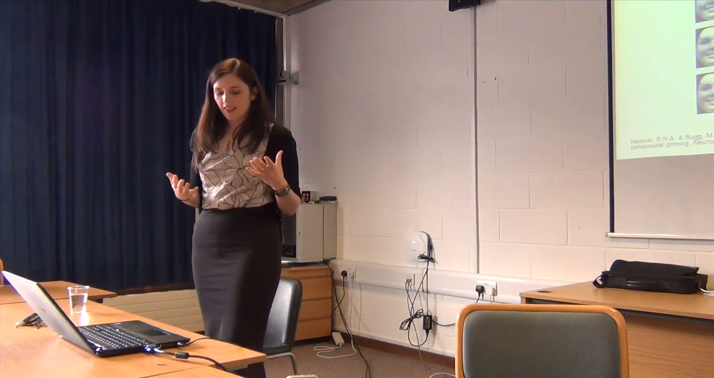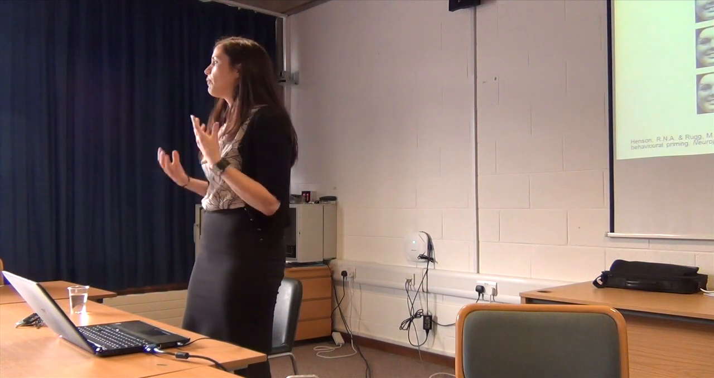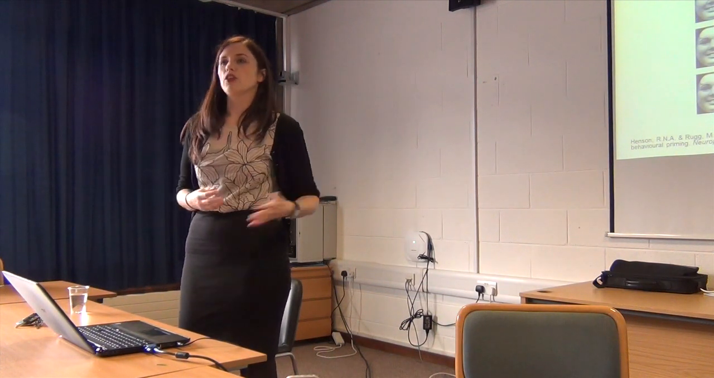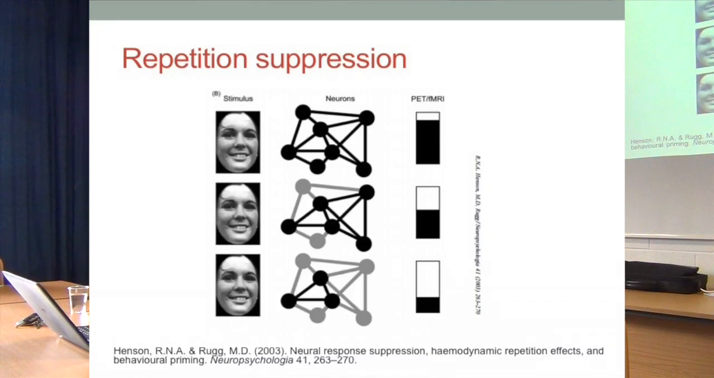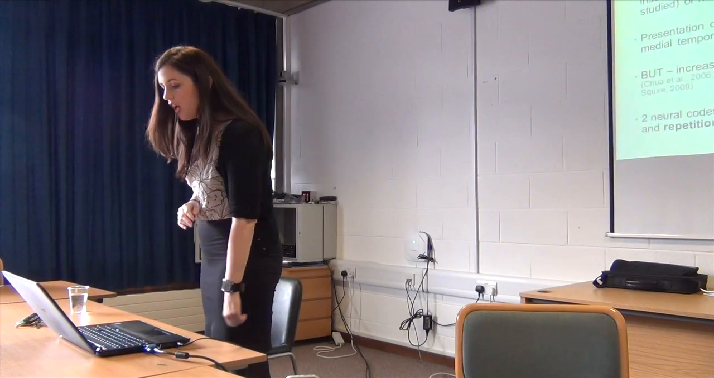So the idea is that this is an efficient method of the brain representing stimuli that it's seen before. The first time it sees something, it's all hands on deck. A lot of representation is required, and for subsequent presentations, we need fewer neurons. It's the equivalent of a compression algorithm, like a JPEG for photographs. You need less information the second time around in order to represent the image.